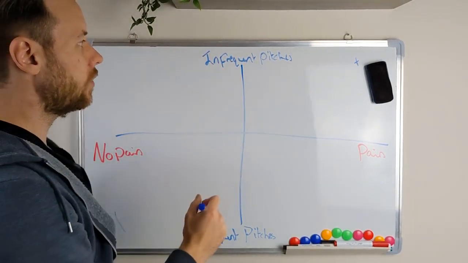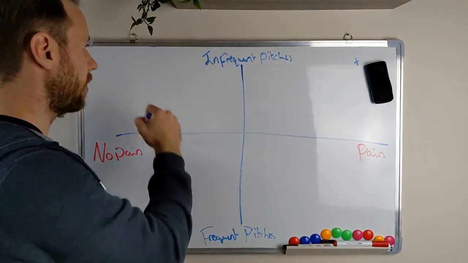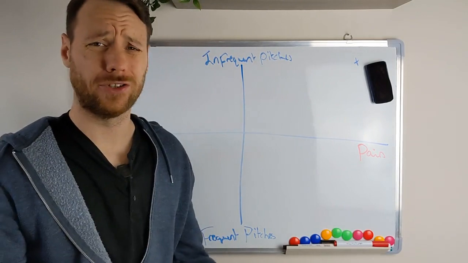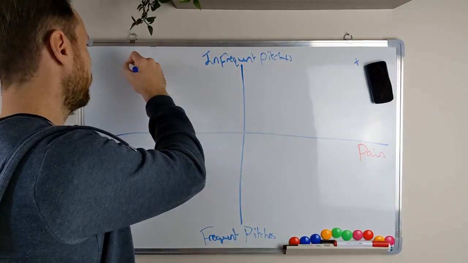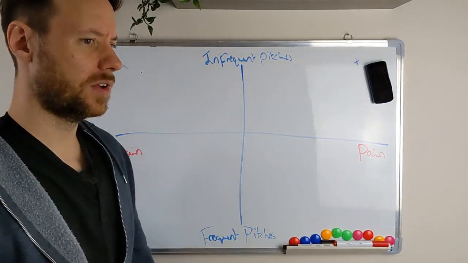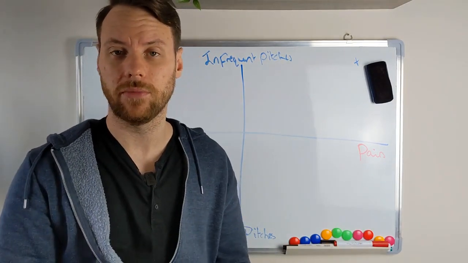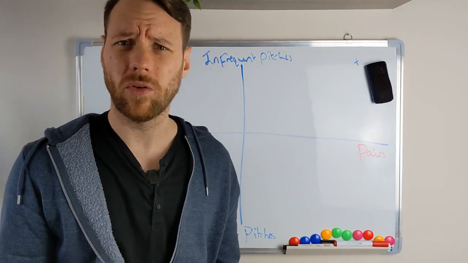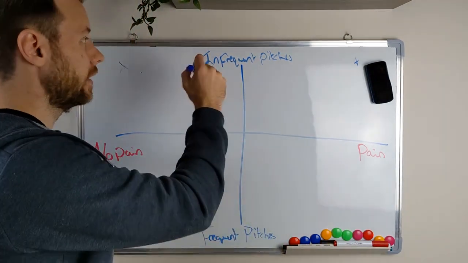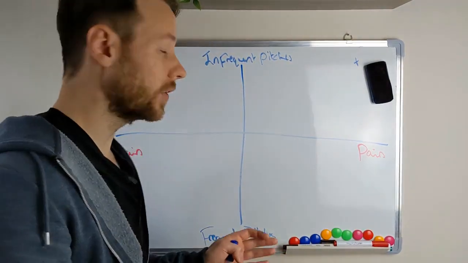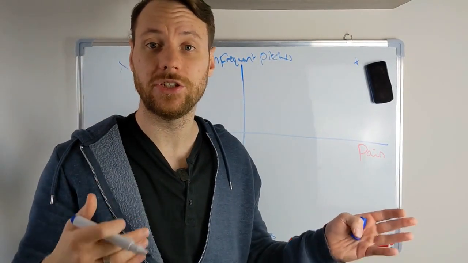And infrequent pitches, but they have no pain, they'll probably just ignore your message. If somebody falls up here, they'll ignore your message, or if you're trying to build up a relationship with them, they'll be like, what does this person want, right? So no pain, infrequent pitches up there. So this is part of the LinkedIn messaging matrix.